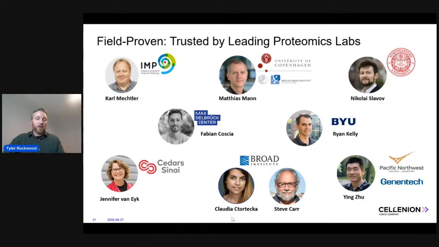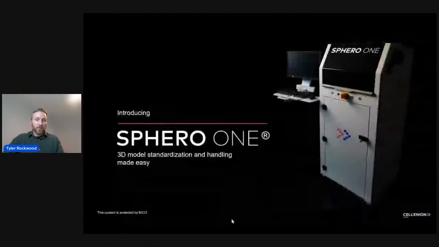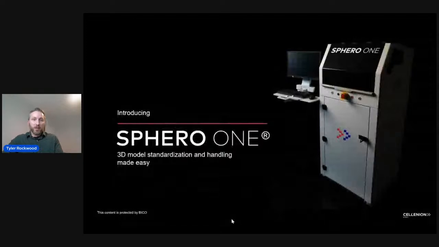So from here, I want to move on to the SpheroONE, which, as I said before, is a newer platform currently available as a custom solution, and this expands the size range of particles that we are working with up to encompass spheroids, organoids, up through 600 microns.